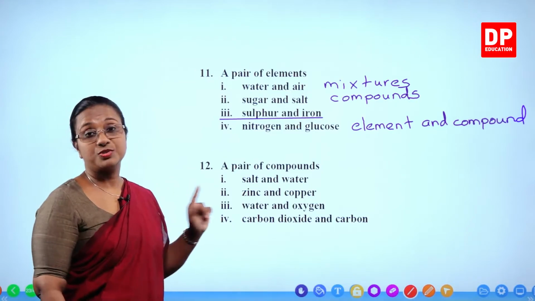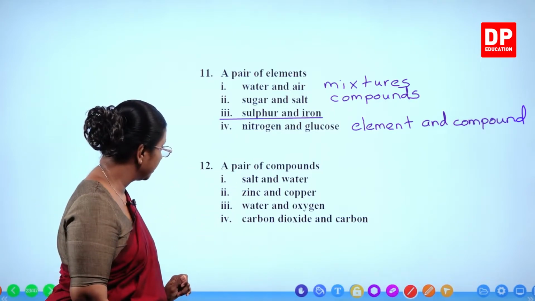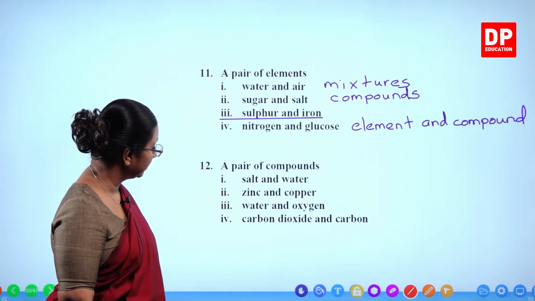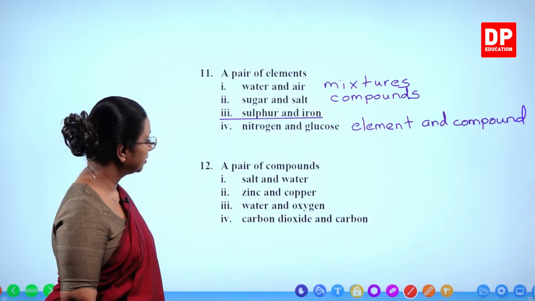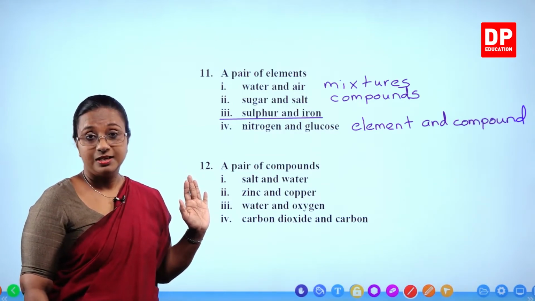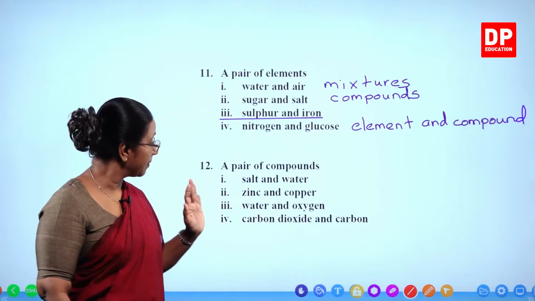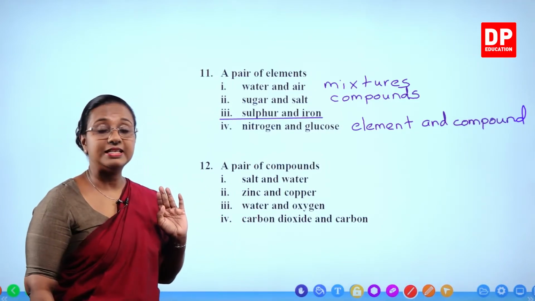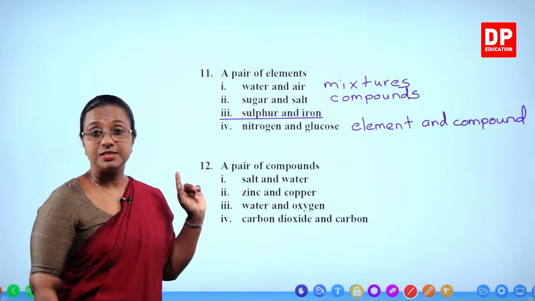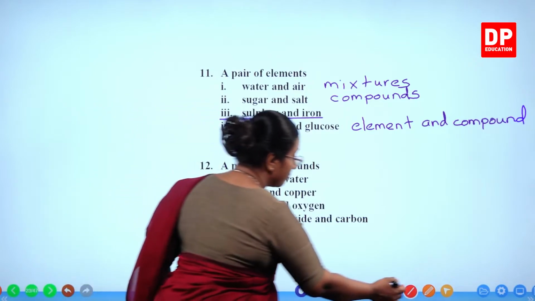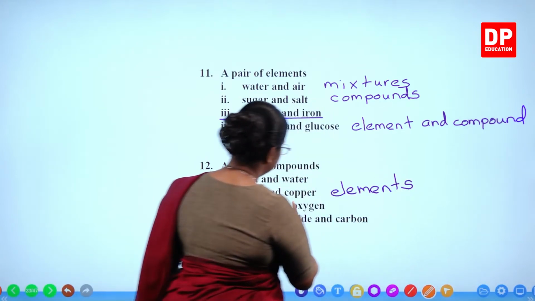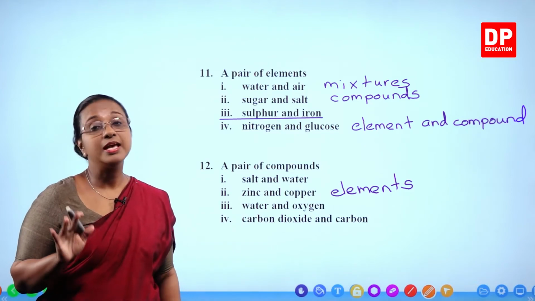So then we look at the 12th question. A pair of compounds. Now here you need to select the compound. First one, salt and water. Now water again is a compound. Now we don't know whether it's pure water or whether it's another sample of water where it can become a mixture, but usually we can consider it as a compound as well. We look at the answers. Then zinc and copper. They are both metals, so they are both elements. This is very sure.